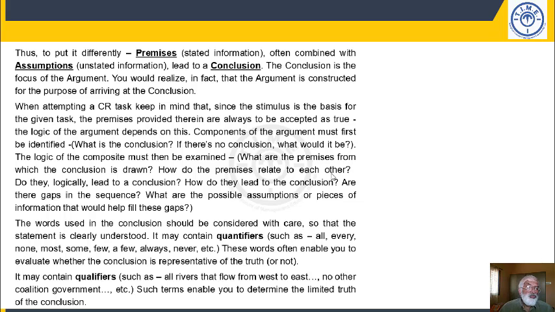Similarly with qualifiers. Qualifiers actually describe it and start focusing on areas that we need to look at. If I tell you all rivers that flow from west to east, I'm looking at the larger aspect of rivers, and then I'm looking specifically at those that flow from west to east. If I say no other coastal coalition government, I'm saying other than this one that we're looking at. So such terms enable you to determine the extent of the truth of that conclusion. That means how far does that conclusion apply and not beyond that. So this is how you pay attention to the components to work out what parts of the argument they are or what roles they play.